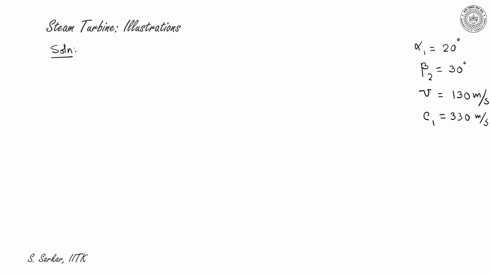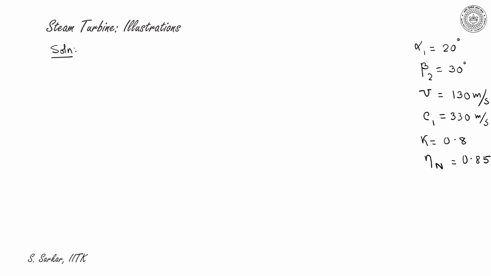Now here you note that it has not been told that the blades are symmetrical as before. So beta 1 here is not equal to beta 2. Furthermore, there are frictional effects. So K is given as 0.8 and nozzle efficiency eta n is 0.85. So these are the quantities known to us.